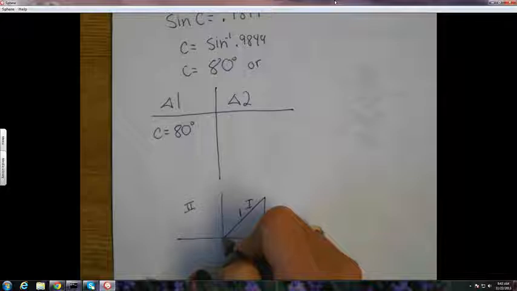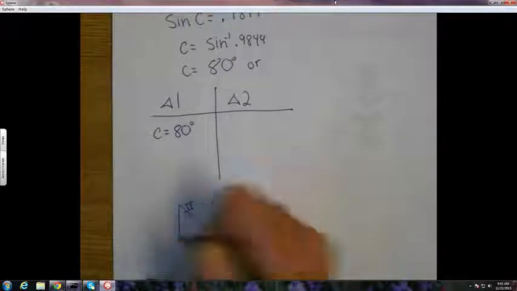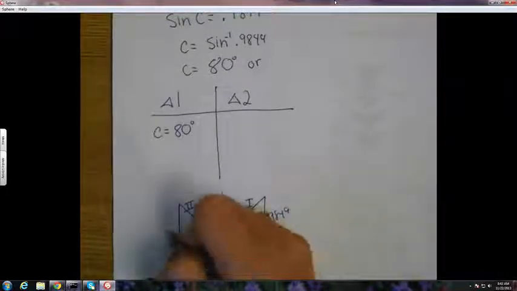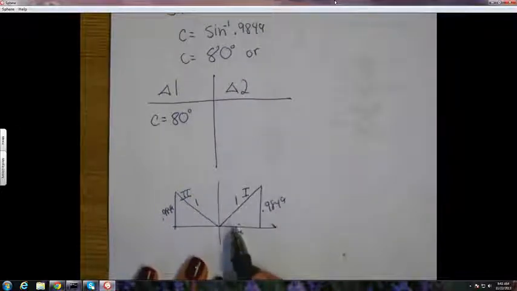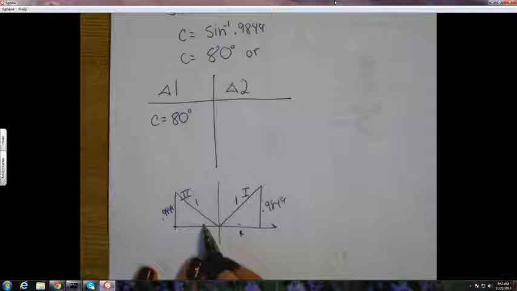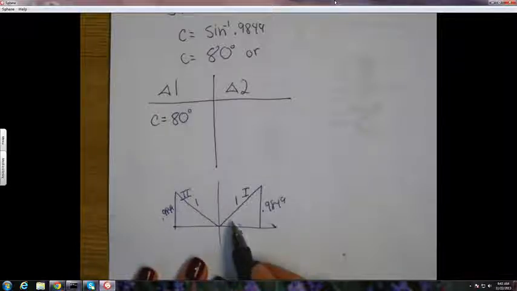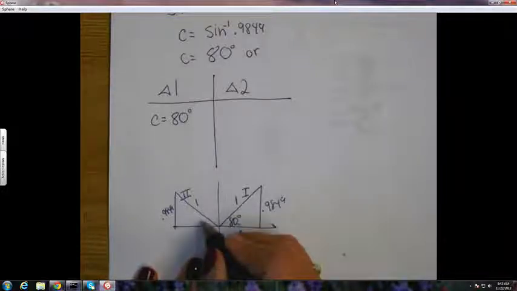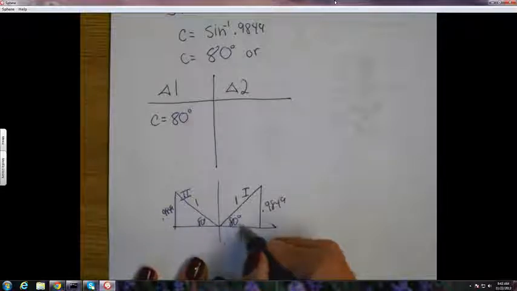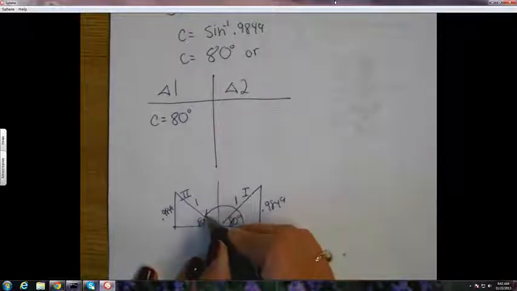There's another angle over here that has that exact same ratio, 0.9849 over 1. The calculator will only give you this one. You've got to know this one exists. How do I get this angle? This is the same triangle if I know this one. This one was 80 degrees. And I know this angle is 80 degrees, but what's the actual angle that takes me over in the second quadrant? How do I get that?